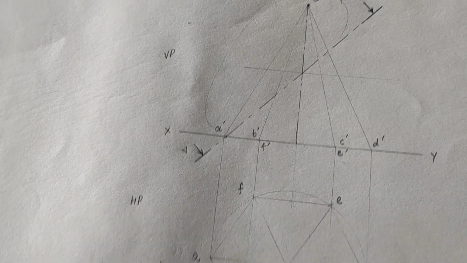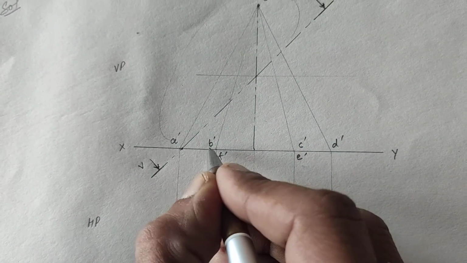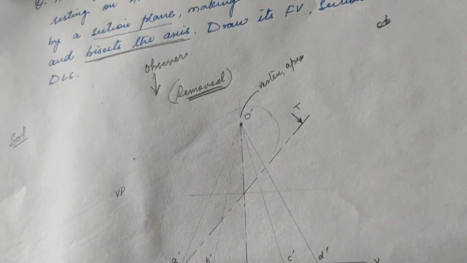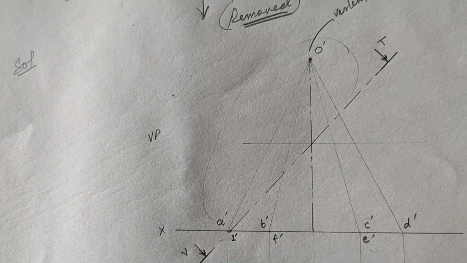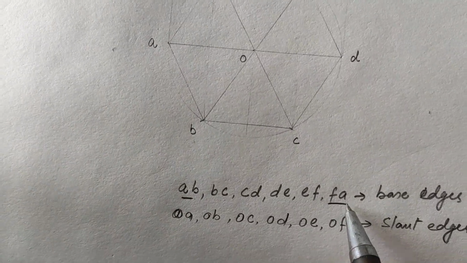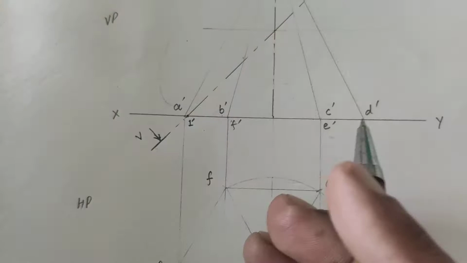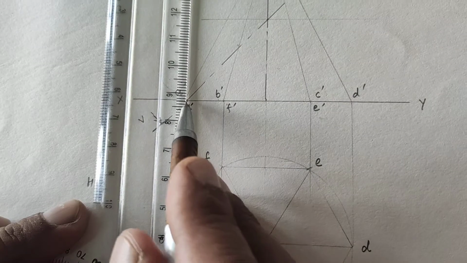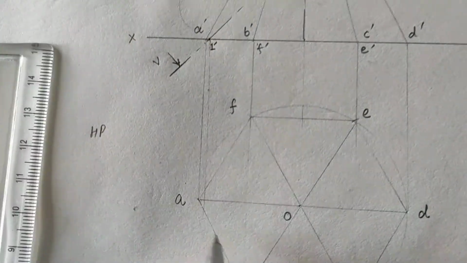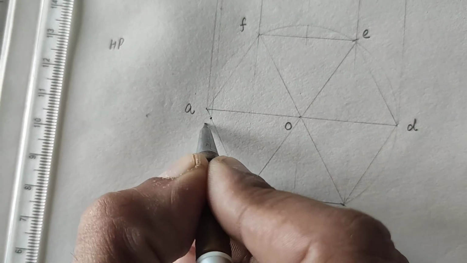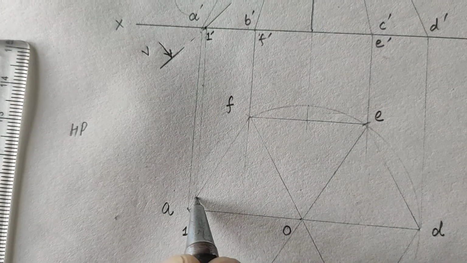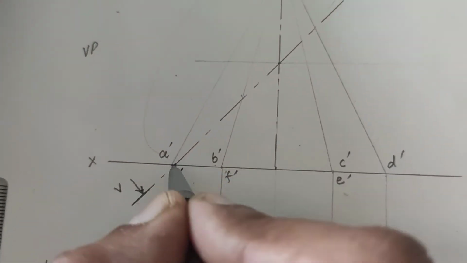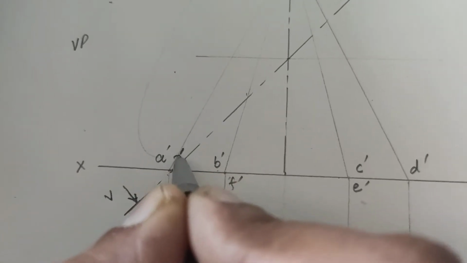Now let's observe it is cutting the base edge. As we know AB is a base edge, and it is cutting at, say, point 1 dash. Again, AF is also a base edge, so it is cutting two base edges. We can also cross-check it by extending the line into the top view. Here it is cutting at this point, say 1, and it is also cutting AF at, say, point 2. So we mark here 2 dash also.